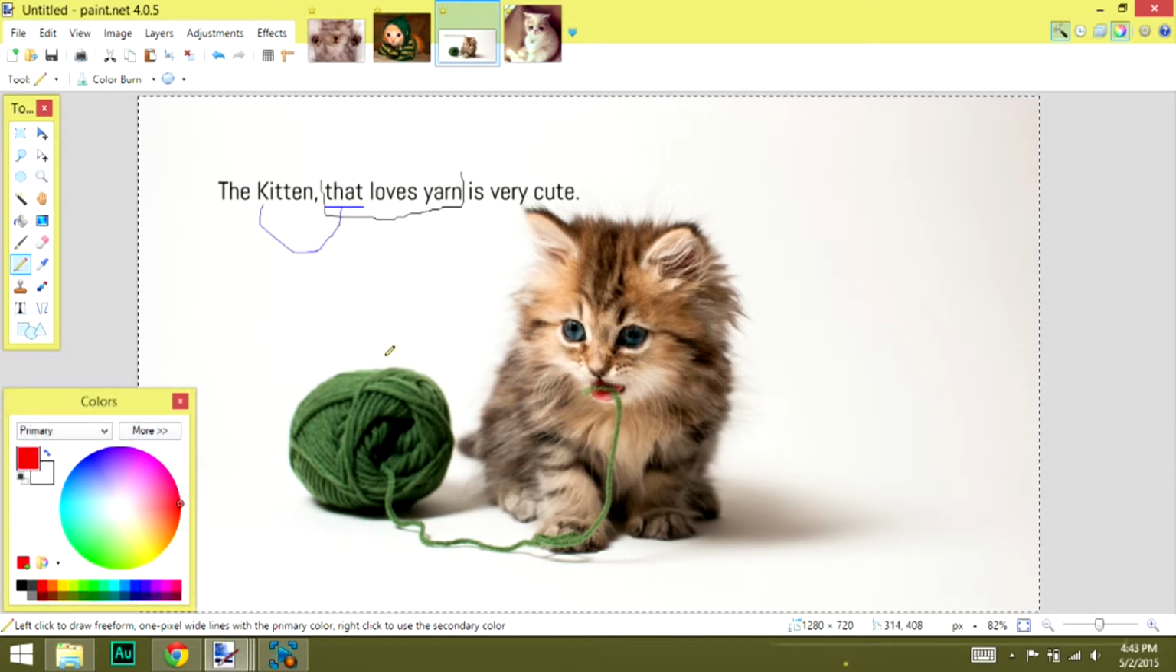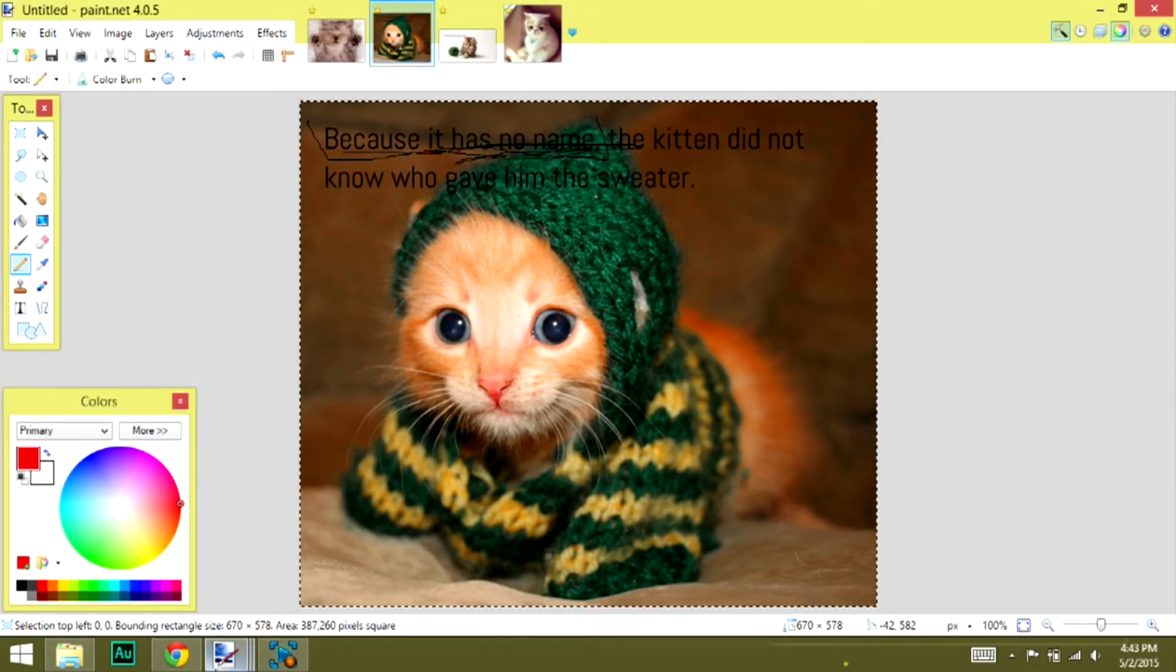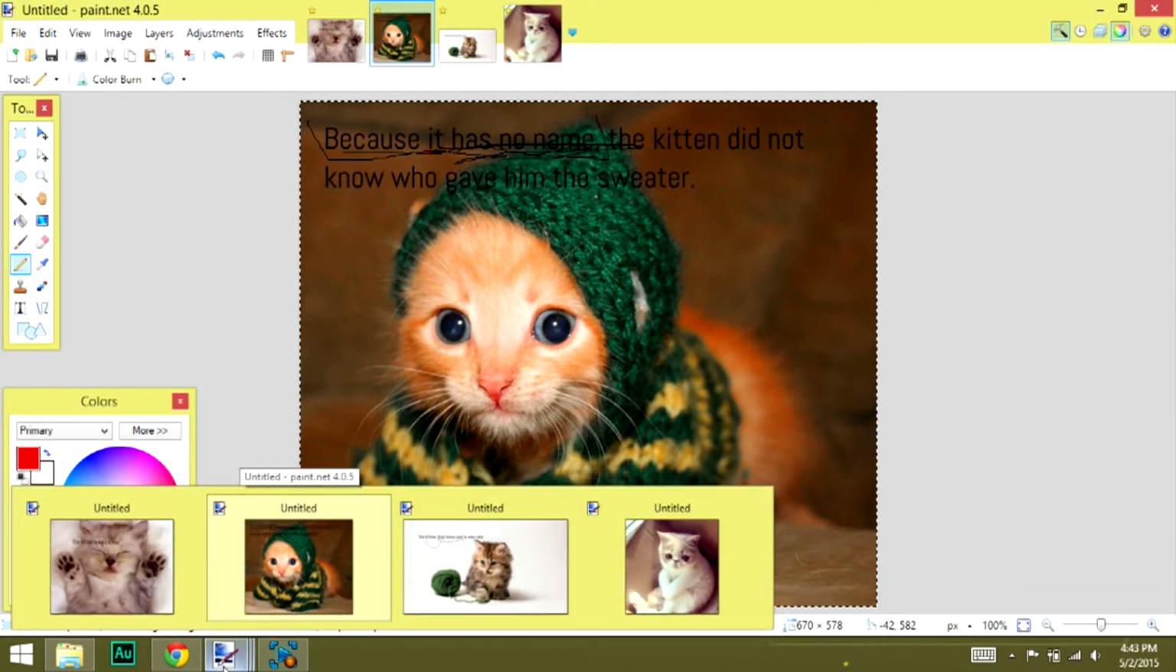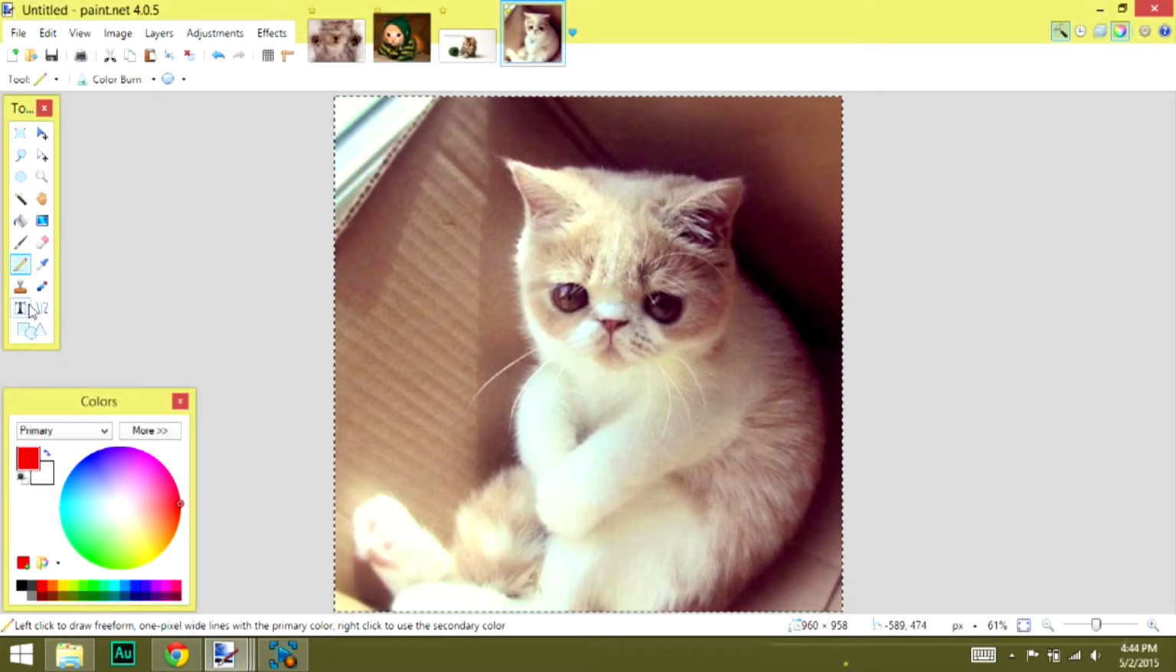So that's what a relative clause is. It uses relative pronouns or adverbs, and it follows all the rules of being a clause. And we can see that our kitten there actually made the sweater for this kitten, which, if you think about it, is adorable. Okay, now moving on to my favorite one, noun clauses.